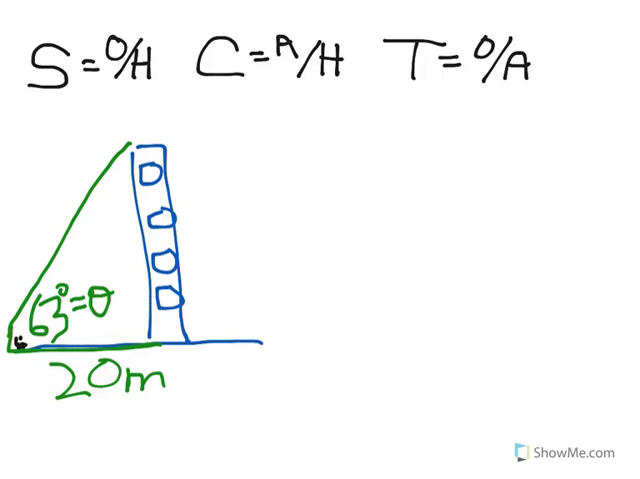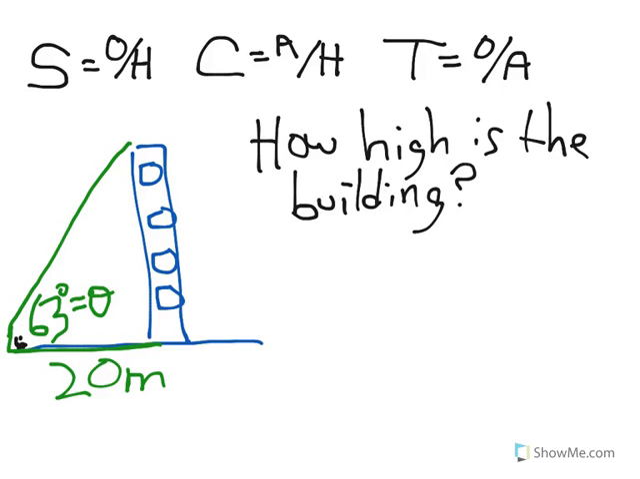So we have two pieces of data. We know the distance to the building that we're standing in front of is 20 meters, and the angle from where we stand to the top of the building is 63 degrees. And our objective here is to determine how high is the building. How high is the building? Now, we can't get up on top of the building and drop a tape measure down to figure that out, so we're going to make use of what we have.